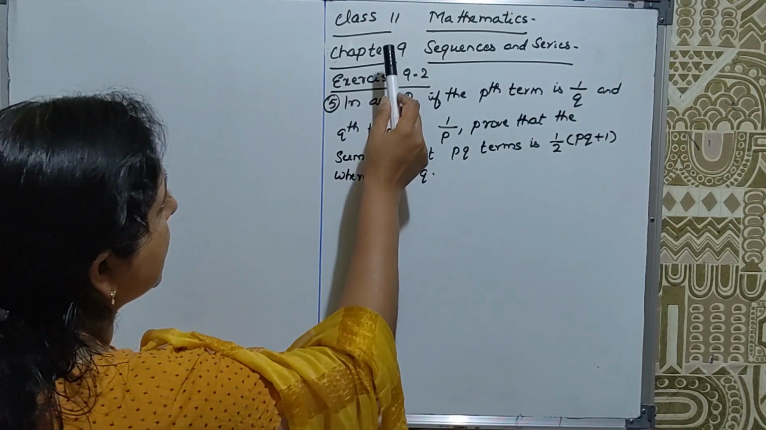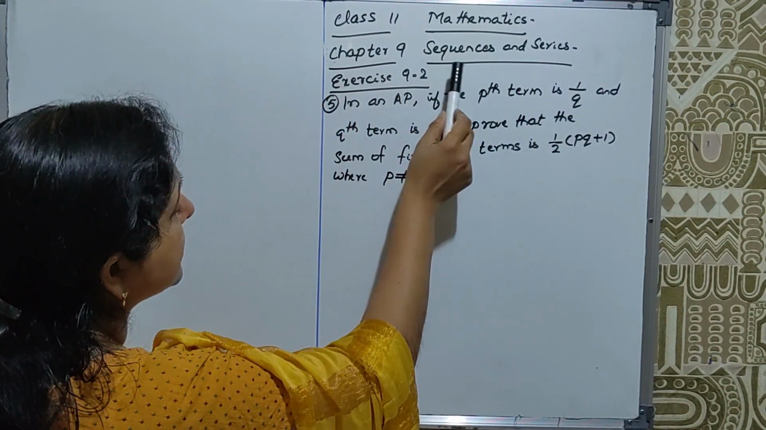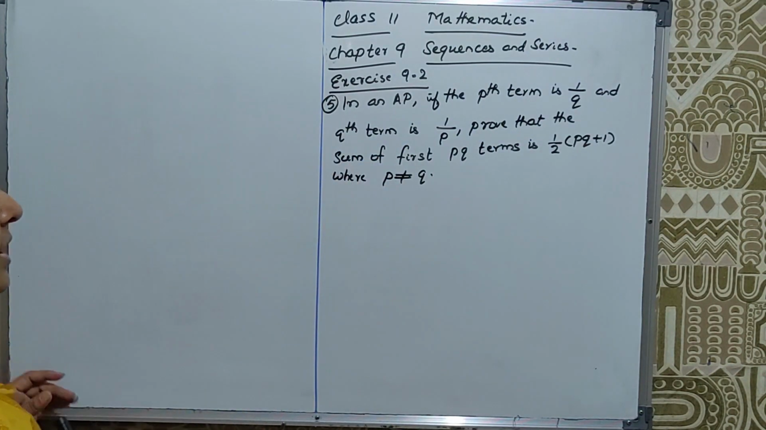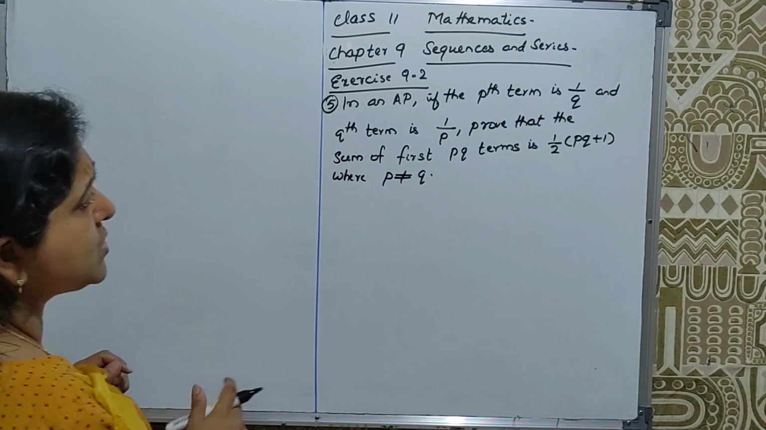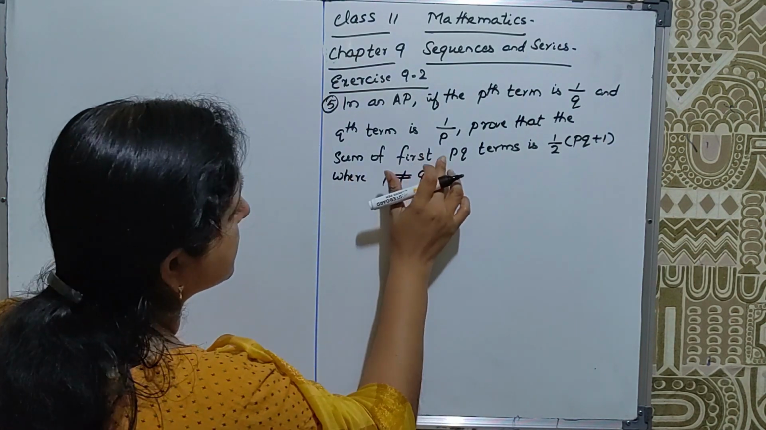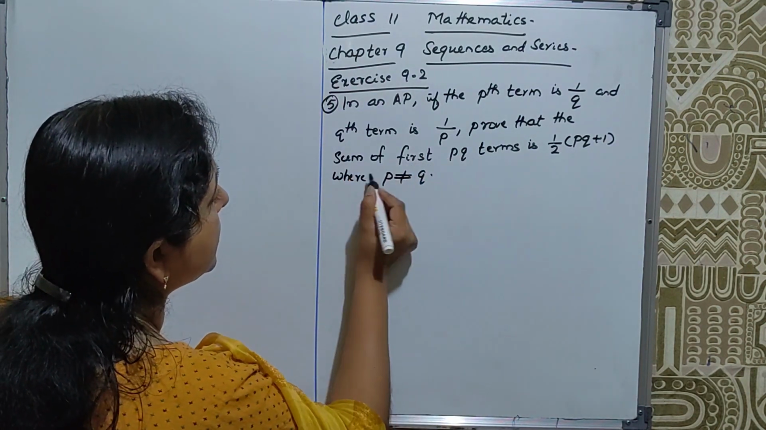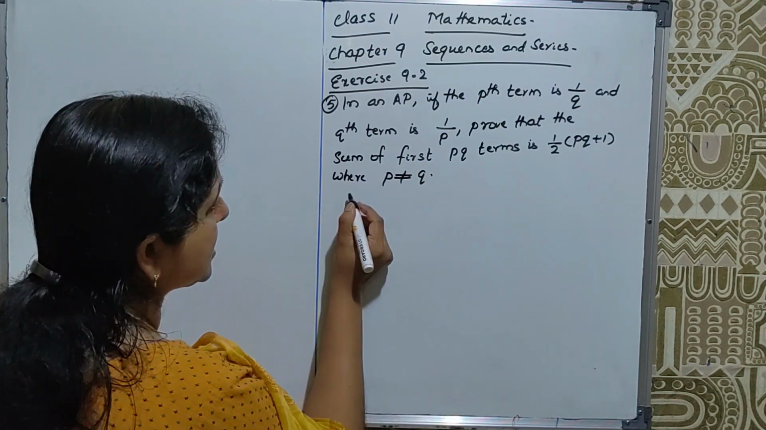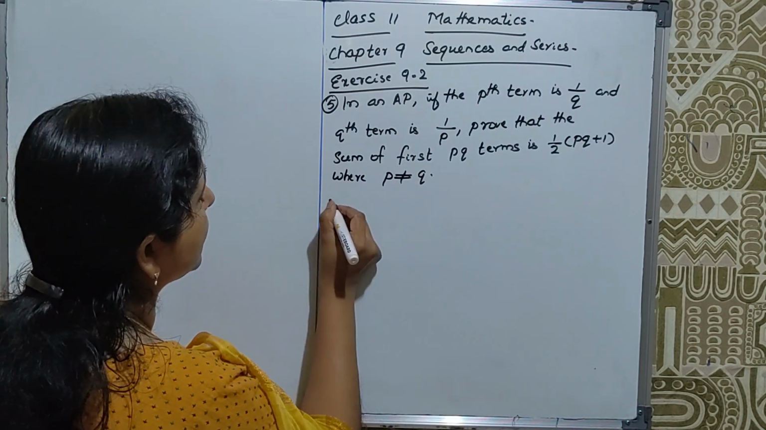Hello children, we are doing class 11 mathematics, chapter 9 sequence and series, exercise 9.2, question number 5. In an AP, if the pth term is 1 by q and the qth term is 1 by p, prove that the sum of first pq terms is half into pq plus 1, where p not equal to q.